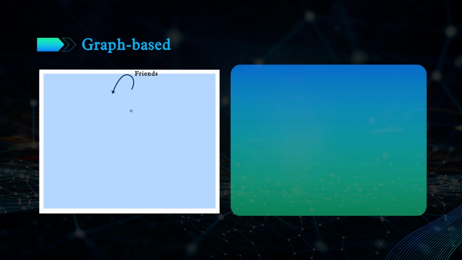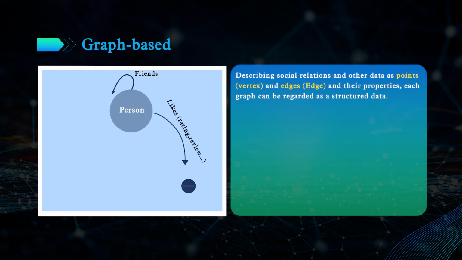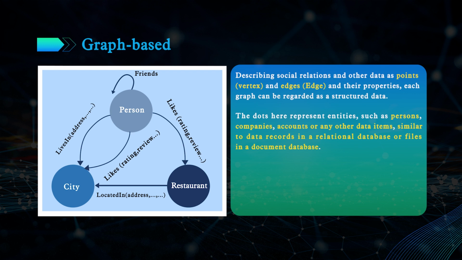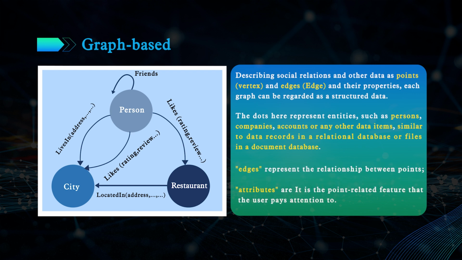Now let's look at graph database. A graph database describes social relations and other data as points, vertices, and edges, and their properties. Each graph can be regarded as structured data. The dots here represent entities such as a person, company, account, or any other data item, similar to a data record in a relational database or a file in a document database. Edges represent the relationship between points. Attributes are the point-related features that the user pays attention to.